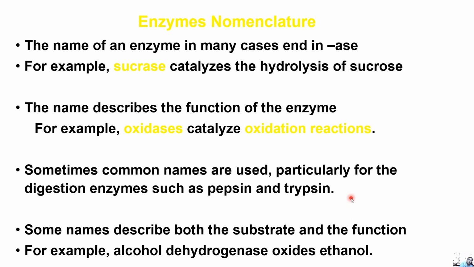So the name of an enzyme in many cases will end in -ase, like sucrase will catalyze the hydrolysis of sucrose. Oxidase will catalyze oxidation reactions. Sometimes common names are used, particularly for the digestion enzymes such as pepsin and trypsin. And some names can describe both the substrate and the function. For example, alcohol dehydrogenase oxidizes ethanol.